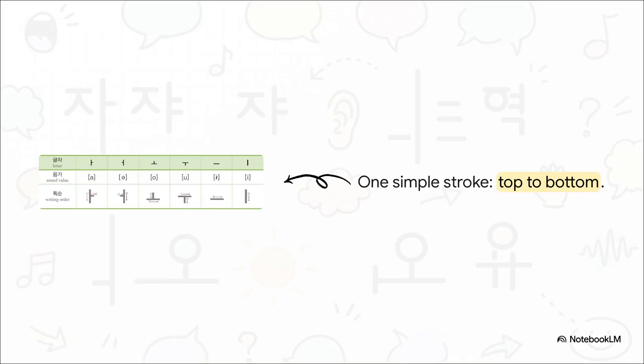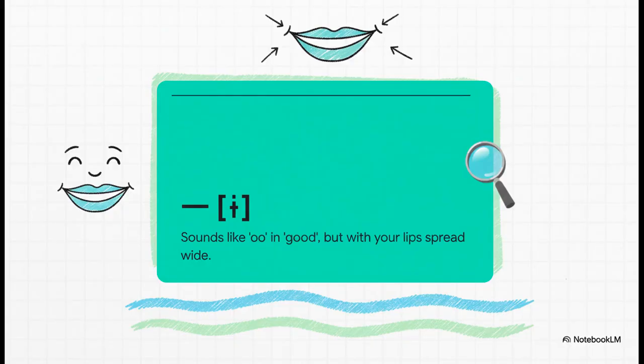And how do you think we write it? Yup, exactly. We just apply that first rule. It's one simple stroke, straight from top to bottom. See? It's all logical. Now for its horizontal partner, this character is U.